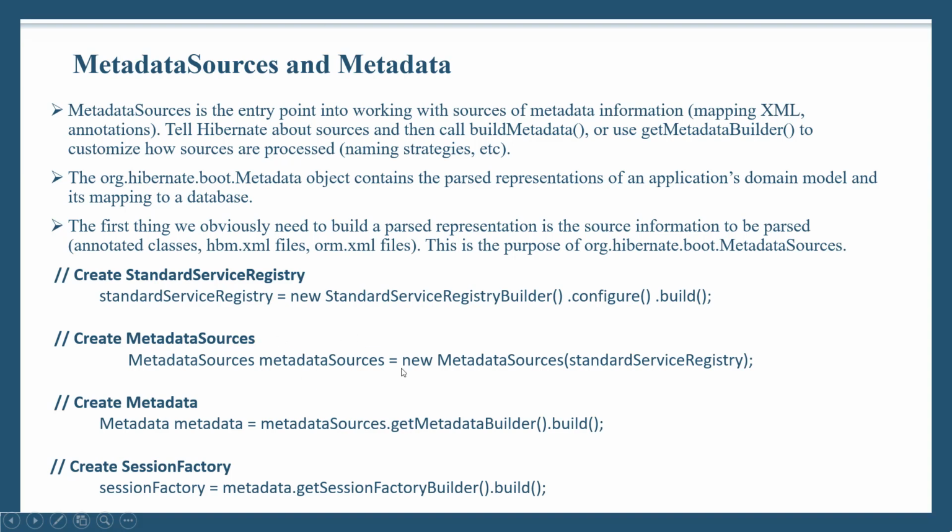Now this metadata sources help us to obtain the metadata instance, and to get the metadata instance we call the get metadata builder, and then on that we can call the build method. Once we have this metadata instance, then we can get the session factory by calling the get session factory builder method and build method on it. So these all steps are required in Hibernate 5 to obtain the session factory.